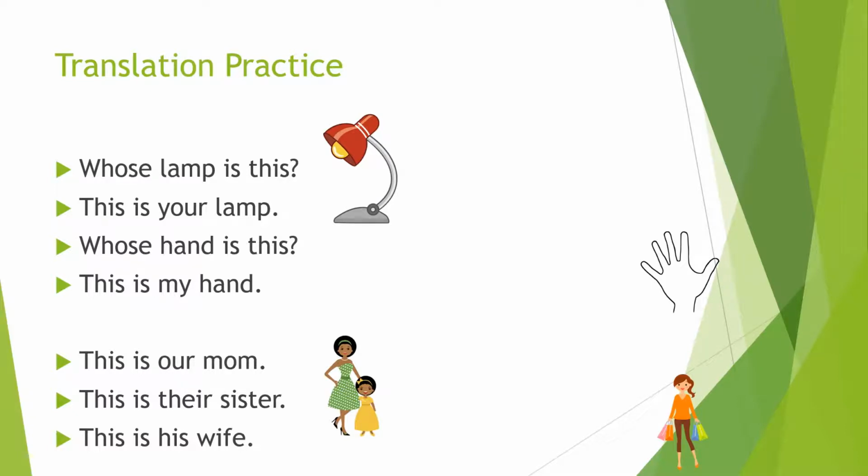Whose lamp is this? How would I say that in Russian? Remember, whose we have to have in the female form. That would be чья. Это чья лампа? And then the answer, this is your lamp, это ваша лампа. That is the formal or plural your. If it was the informal one, it would be твоя.